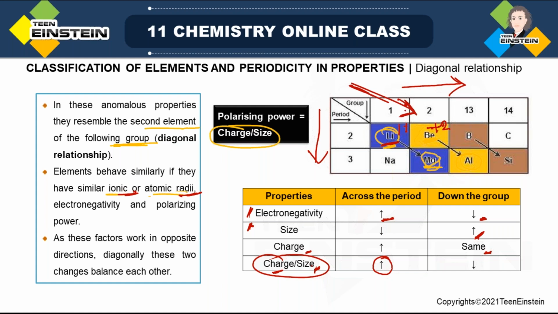So as a result, what will happen? When you are moving from lithium to Mg or Be to Al, because of this compensation, they are working in opposite direction. Now they will balance each other, and ultimately the properties, that is electronegativity, size, charge, polarizing power, all these properties, there will be similarity for these diagonal members, that is lithium and Mg, beryllium and aluminium, boron and silicon. So these are the reasons behind their diagonal relationship. That is why they are behaving similarly.